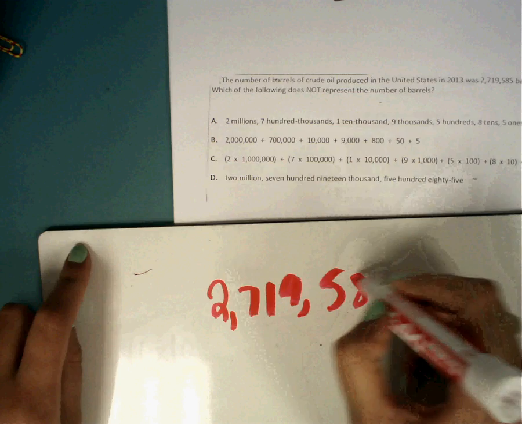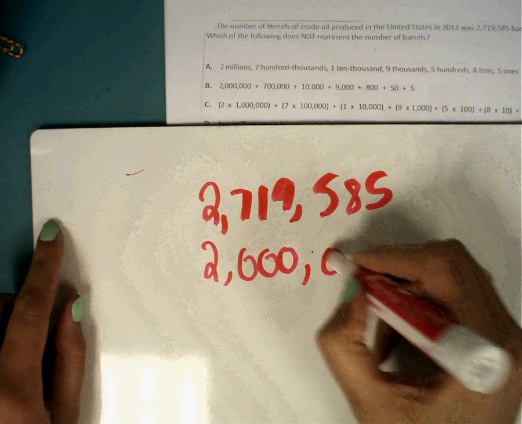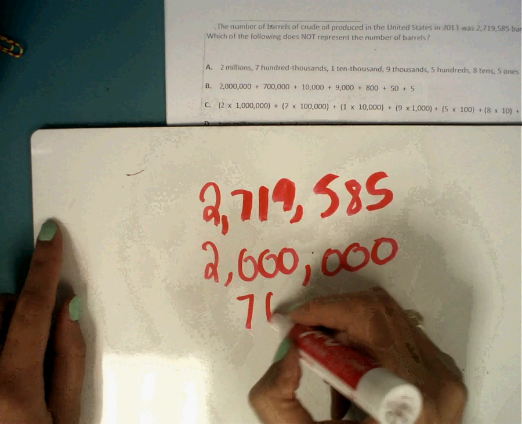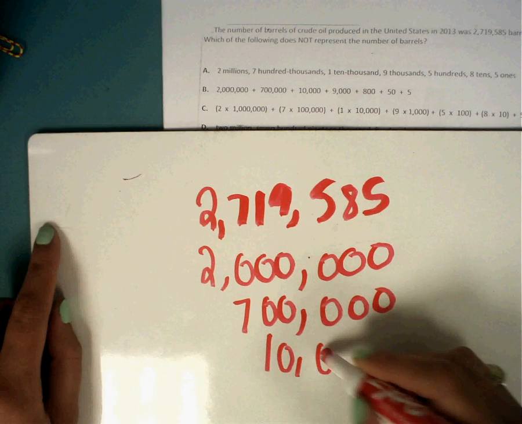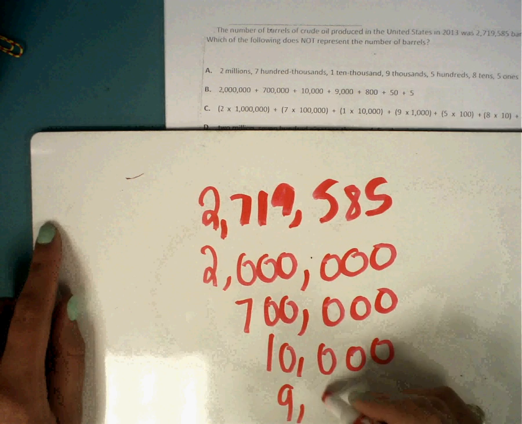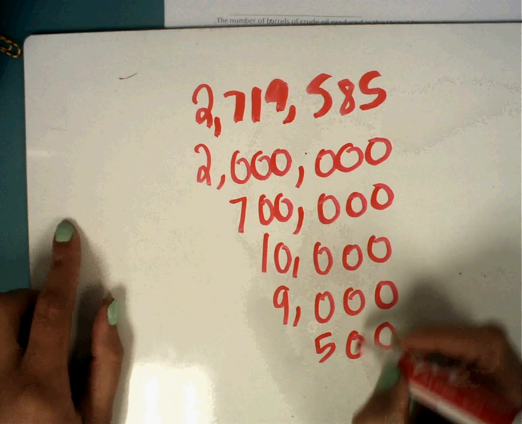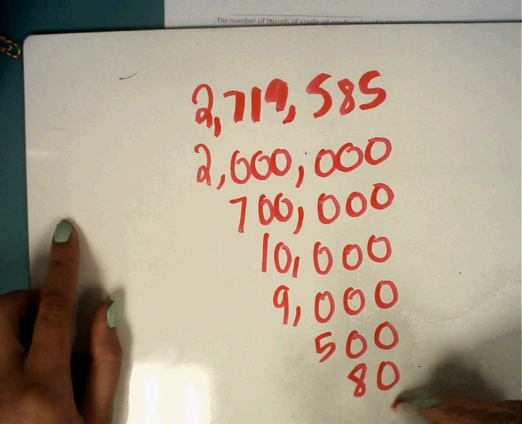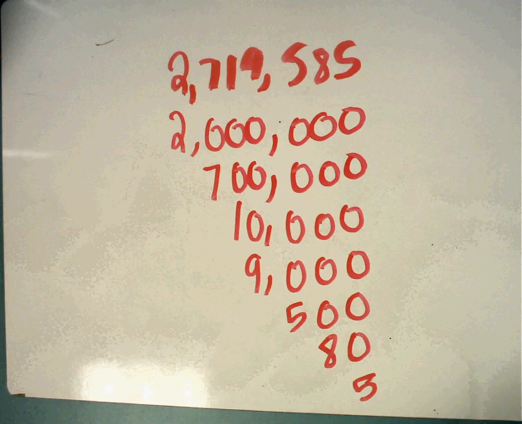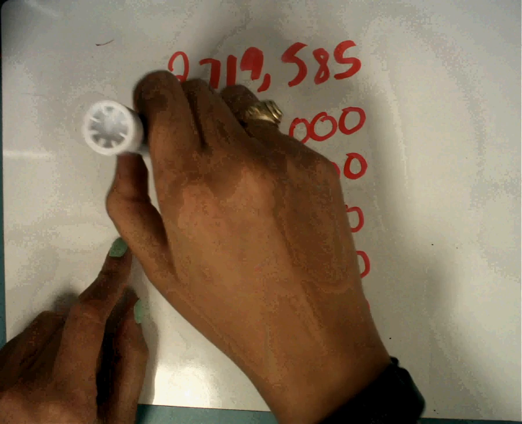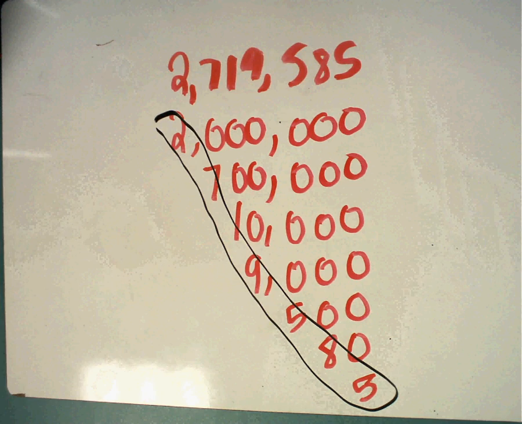2,719,585. Remember, bring down the 2, fill in your zeros, right? Bring down the 7, fill in your zeros. Is this ringing a bell? Bring down your 1, fill in your zeros. Bring down your 9, fill in your zeros. Bring down your 5, fill in your zeros. Bring down your 8, bring in your 0, fill in your 0, bring down your 5. Is this ringing a bell for anybody? Remember how if I have that, I can circle the number this way? 2,719,585. Remember that?